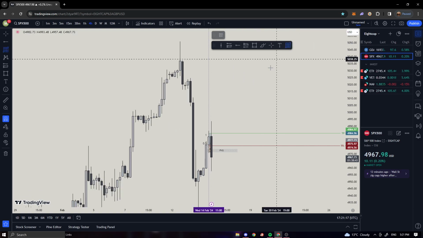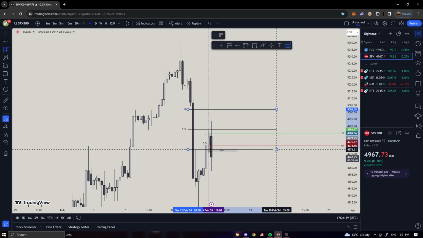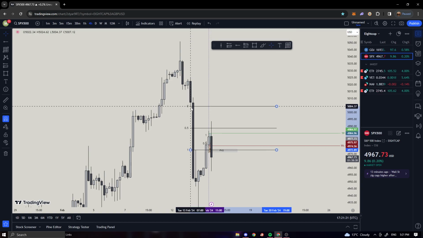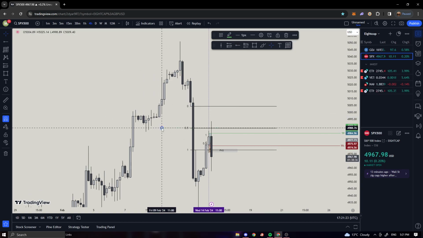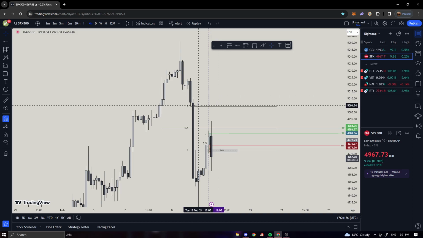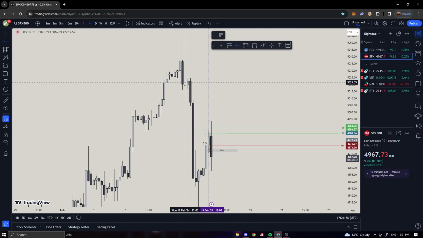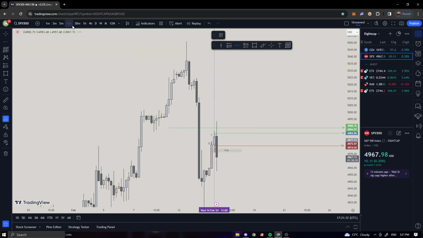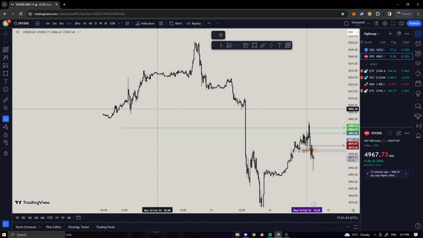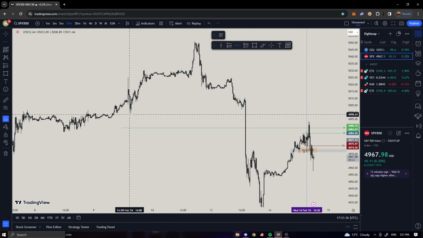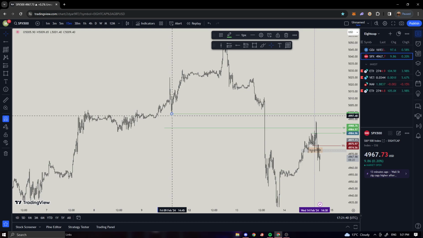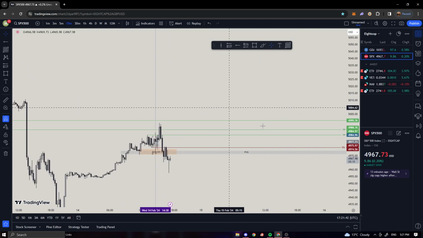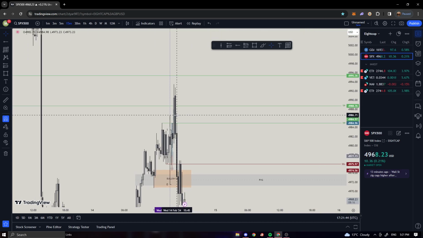So, second TP, and my last TP was, I think, this high. Oh wait, no, I'm on the 4 hour. I think it was this one, if I'm not wrong. That low. No, it was this one. There you go. So that was my last TP as well.